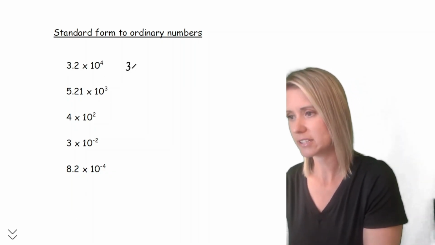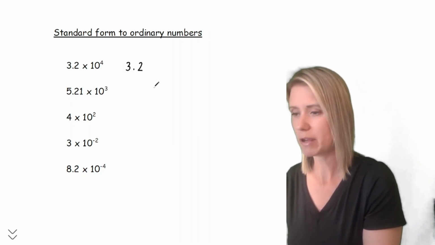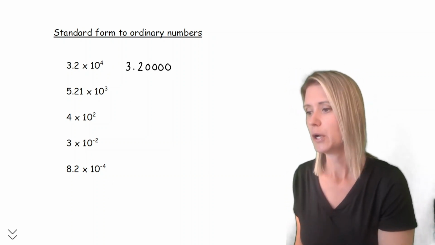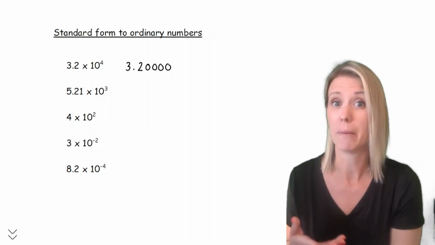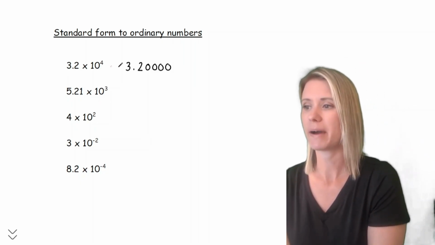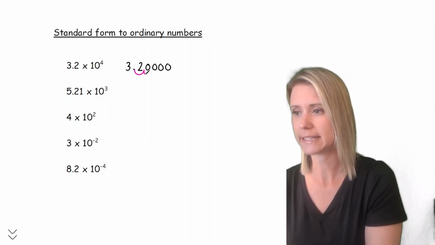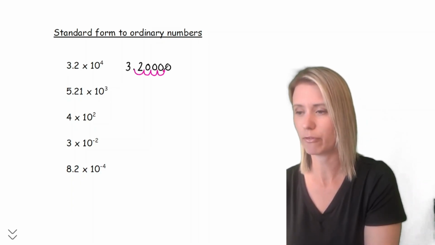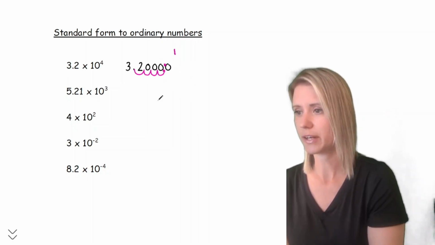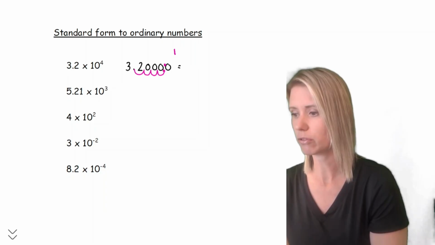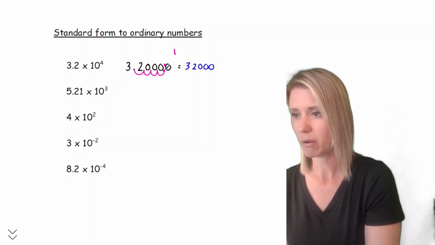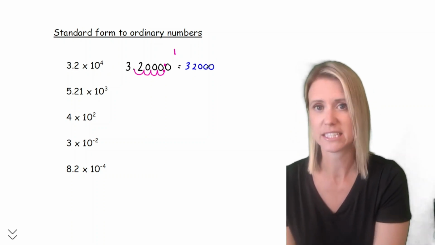What I think it's a great idea to do is just write out the number 3.2. Now 3.2 is the same however many zeros you put after it. We are making the number bigger by 4 place values of 10, okay? So we're multiplying it by 10 4 times, 10 to the power 1, 10 squared, 10 cubed, 10 to the power 4. Our decimal point is now going to be there. So we can write out the number. It's going to be equal to 32,000.